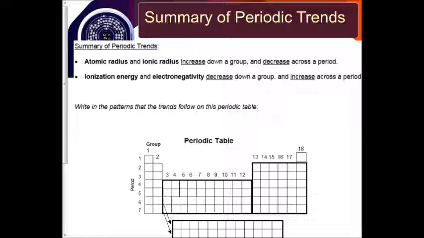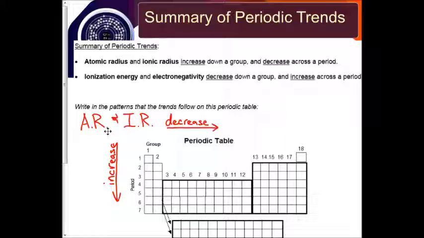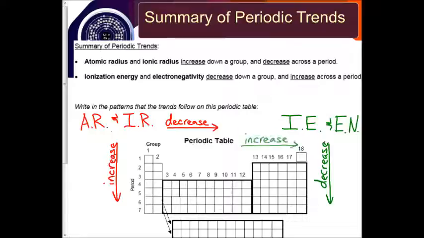So to summarize, atomic radius and ionic radius will increase going down a group and decrease going across a period. Now, ionization energy and electronegativity will decrease going down a group and increase going across a period.